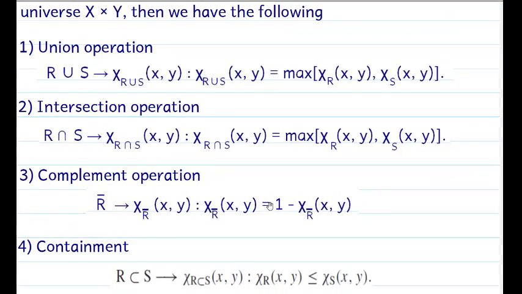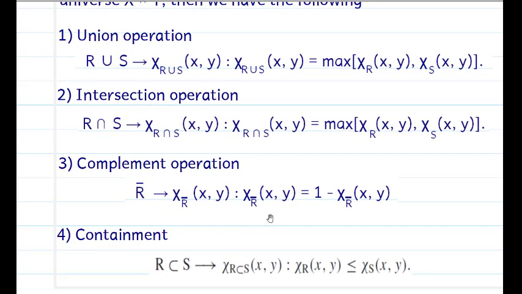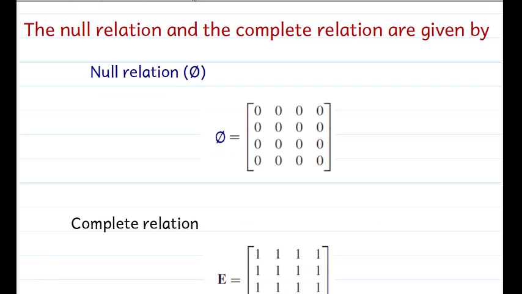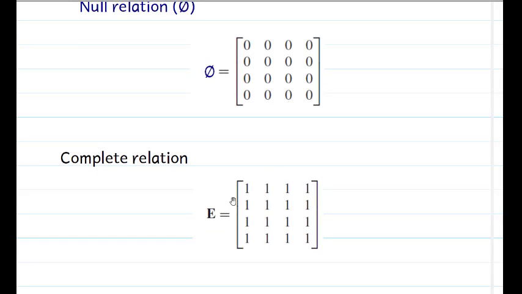Then complement: if you want to take the complement, you just subtract from 1, or in other words make 0 as 1 and 1 as 0. And containment: if R is a subset of S, it means that all the elements of R are less than or equal to those of S. So this is how we have the four operations. Now we have some special relations, the null relation and the complete relation. If we define phi as the null relation, then all the elements are 0, and the complete relation means all the elements are 1. So this is E and this is phi.